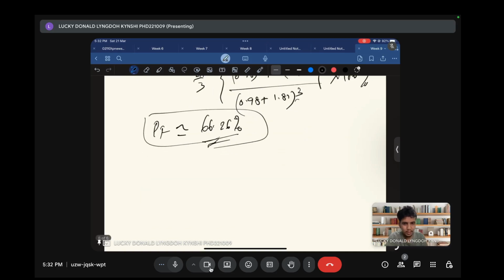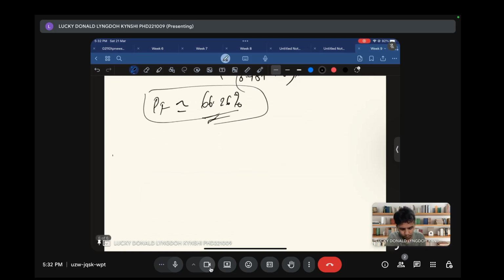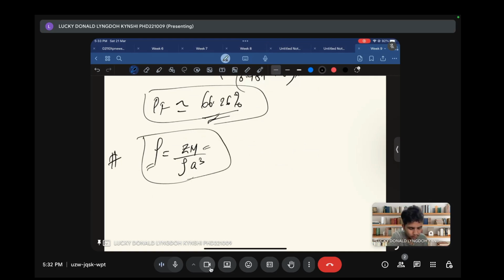Now the second part of the problem is you have to find out the density. I hope you know this formula. Density equal to Z times M by rho a cube... the relation between your density, your molecular weight, and the edge length is given by this formula. If you look at this formula, you have to calculate density. Z you already know, which is equal to 4. Molecular mass we have, you have to find density.